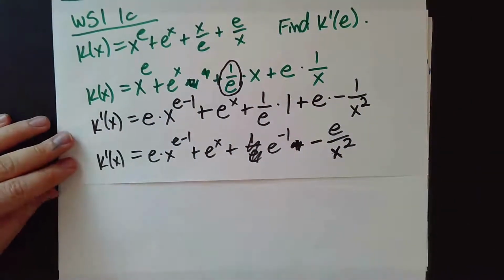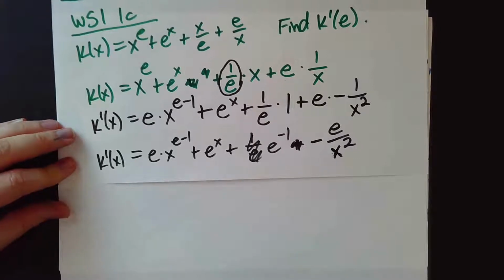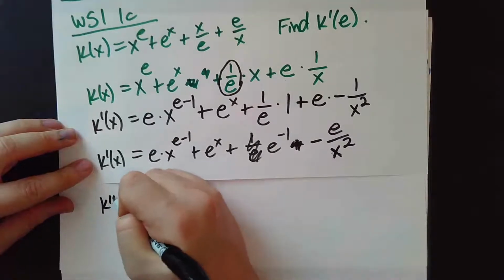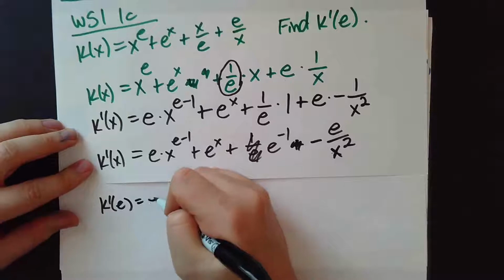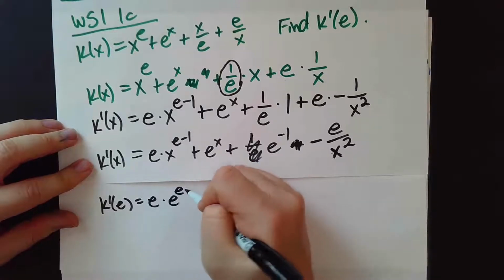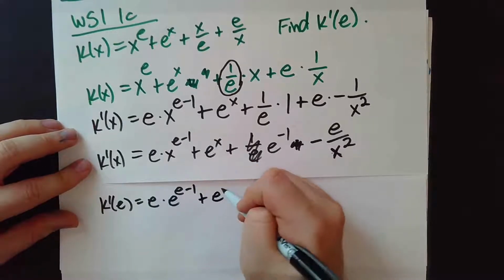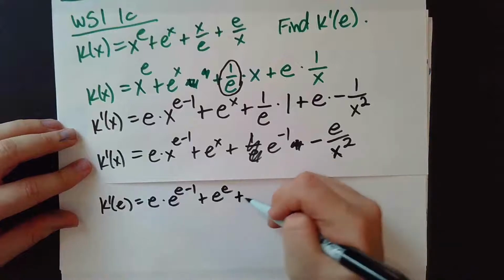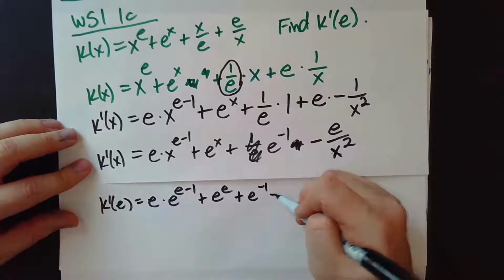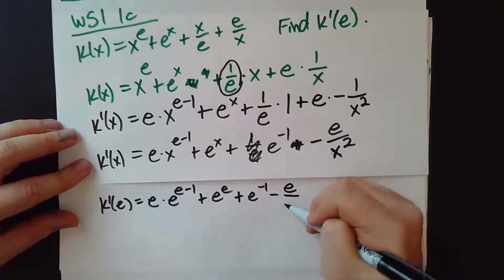But then, surprise, we get to plug in e and then do a bunch of simplification. So k prime of e is now going to be e times e to the e minus 1 plus e to the e plus e to the minus 1 minus e over e squared.